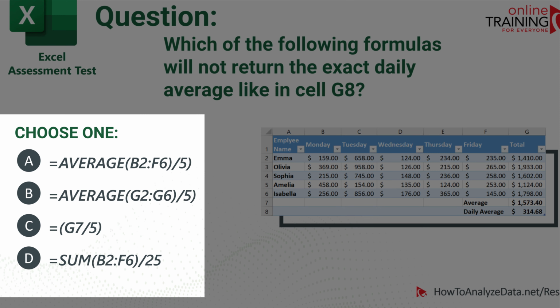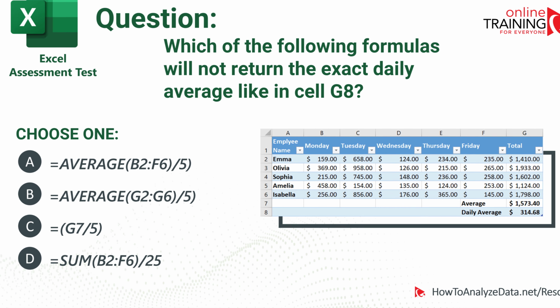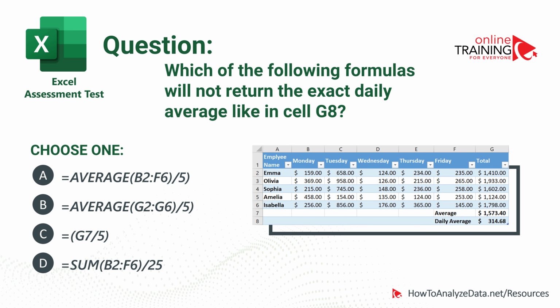Choice A: average of a range divided by 5. Choice B: average of another range divided by 5. Then you have G7 divided by 5. And then you have the sum of values divided by 25. Which one do you think is right? Which one do you think is the right answer?